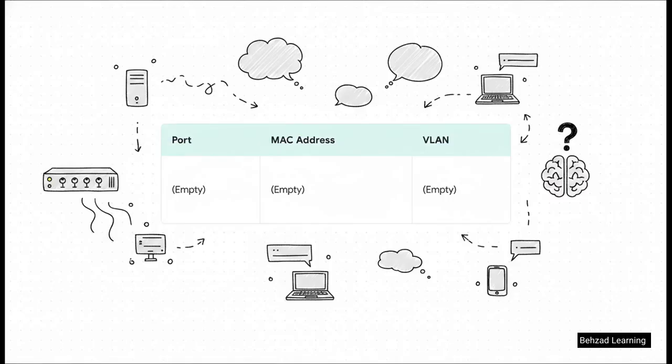Let's literally look inside the switch's memory and see how this all builds out. Think about the MAC address table. When you pull a brand new switch out of the box, or you just freshly rebooted one, this table is completely empty, a blank slate. It has absolutely no idea where any devices live. It has to learn everything dynamically from scratch.